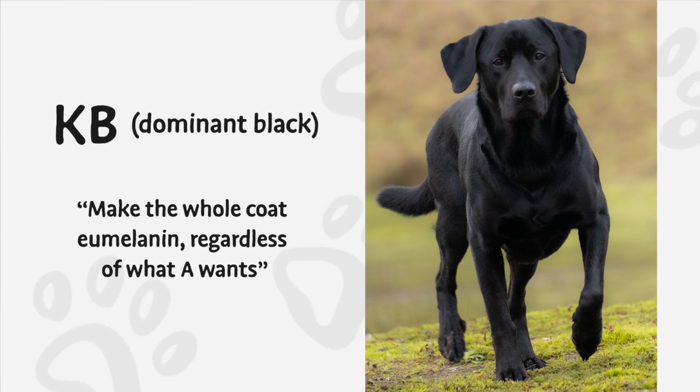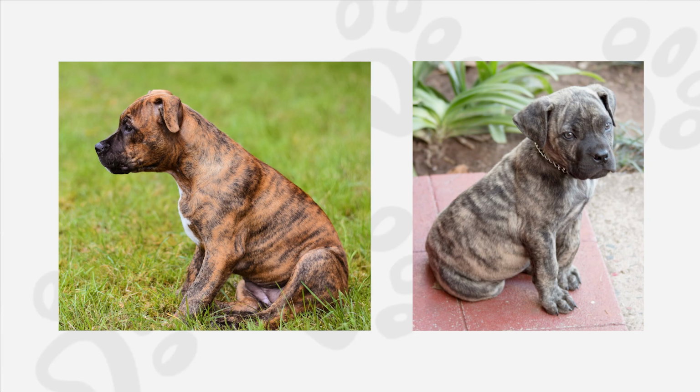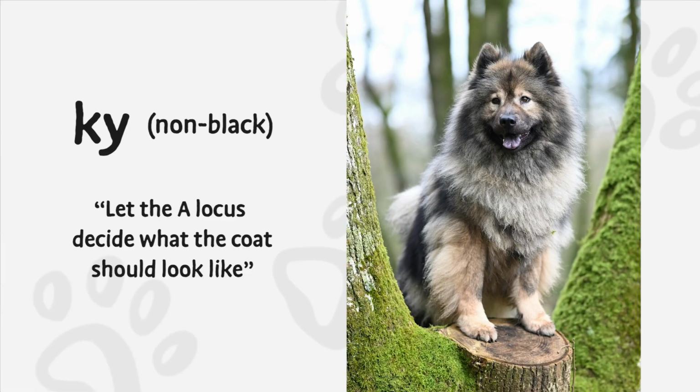The K locus basically decides how much it's going to allow the A locus pattern to show through. There are 3 possibilities. The first is dominant black, which says make the whole coat eumelanin regardless of what A wants. The second is brindle, which says let's see what A says, and then we'll just put eumelanin stripes over that, so at least some of the patterning will be visible. The last option is non-black, which essentially is the K locus taking a complete backseat and saying, you know what, let's let the A locus decide what the coat will look like.